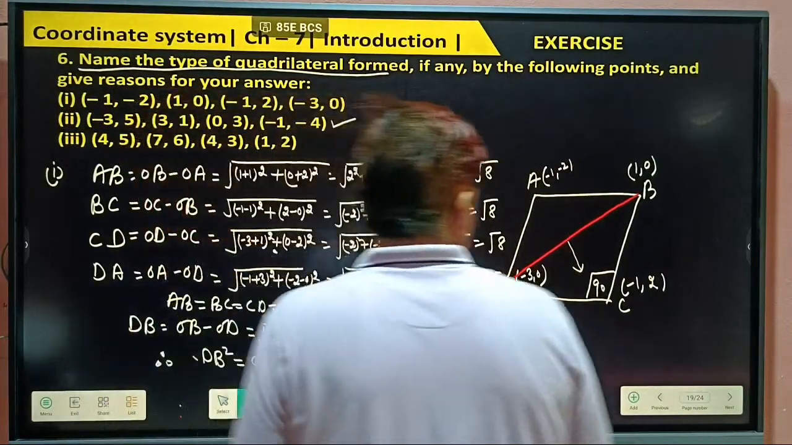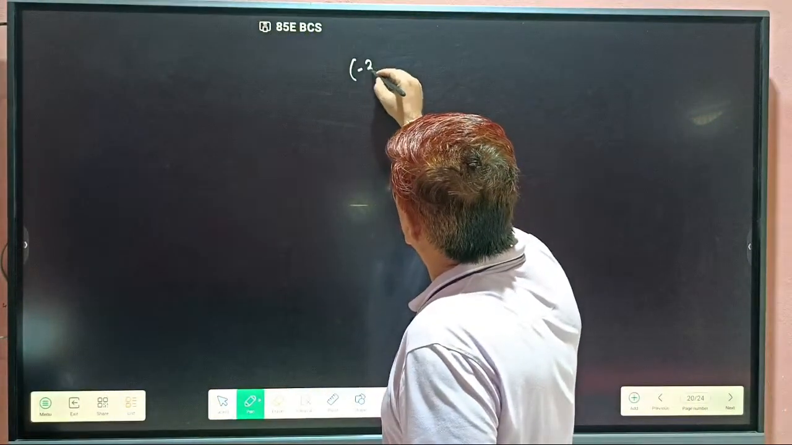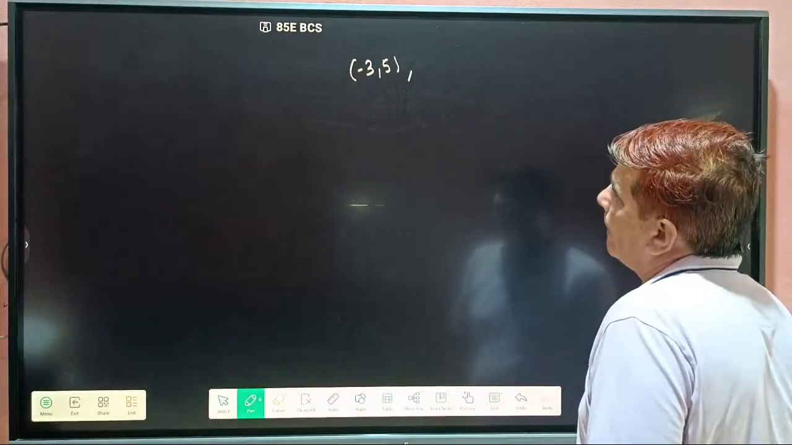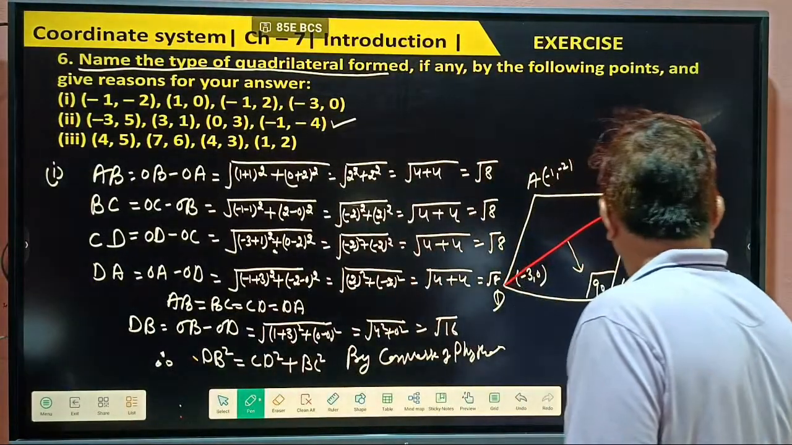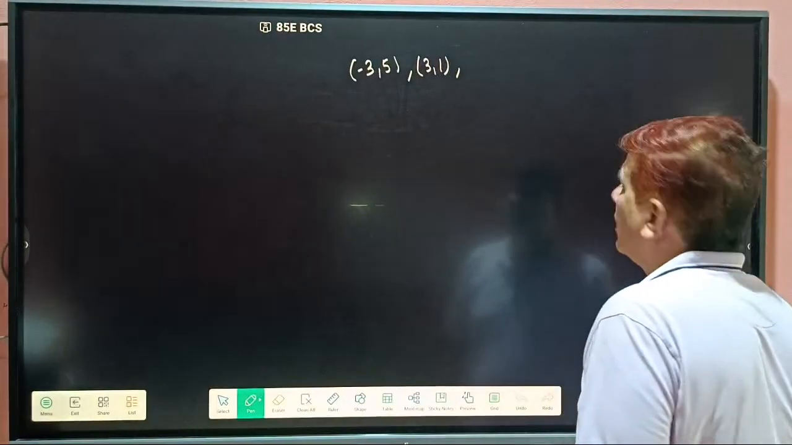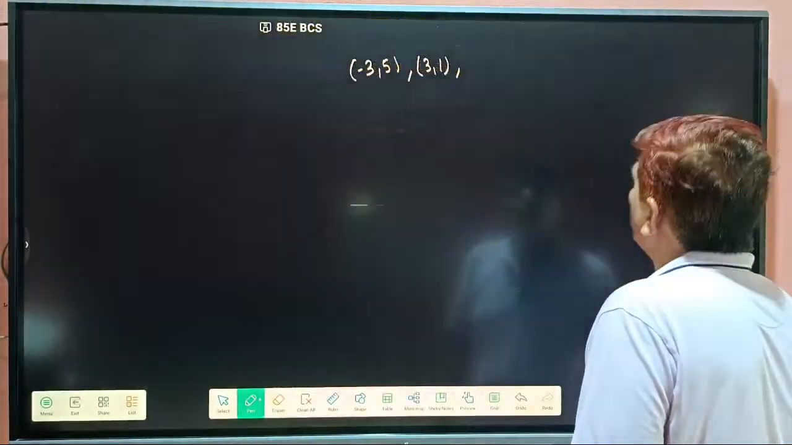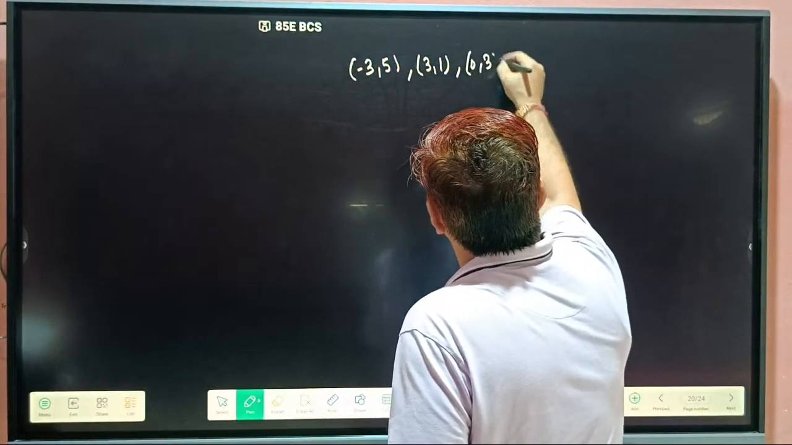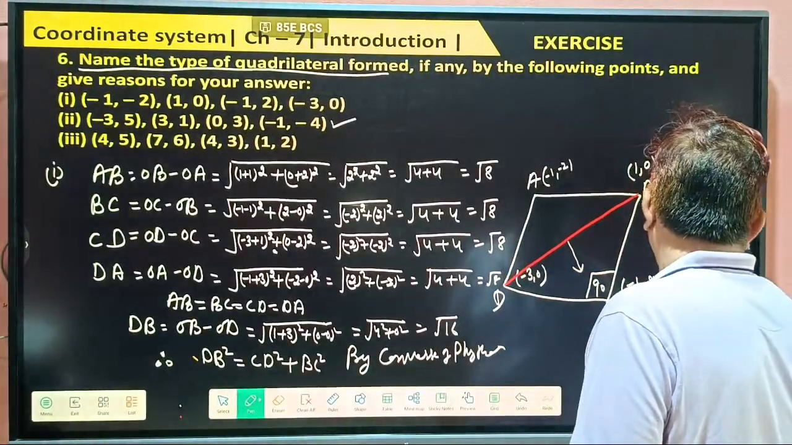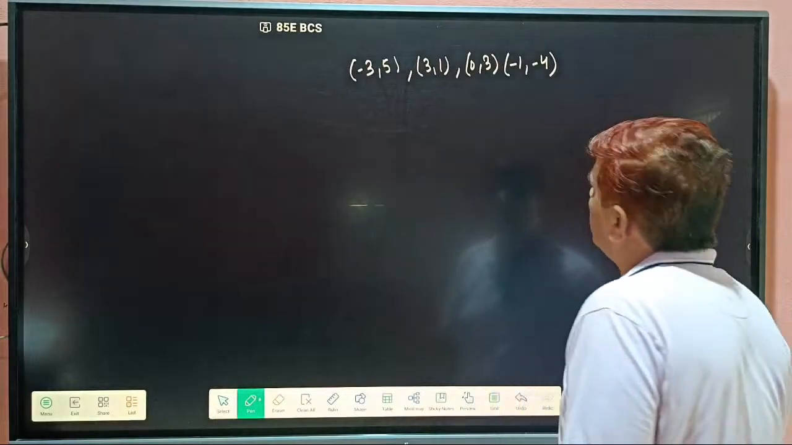What are its points? Coordinates I can write here next: (-3, 5), (3, 1), (0, 3), (-1, -4). What you have to tell here?